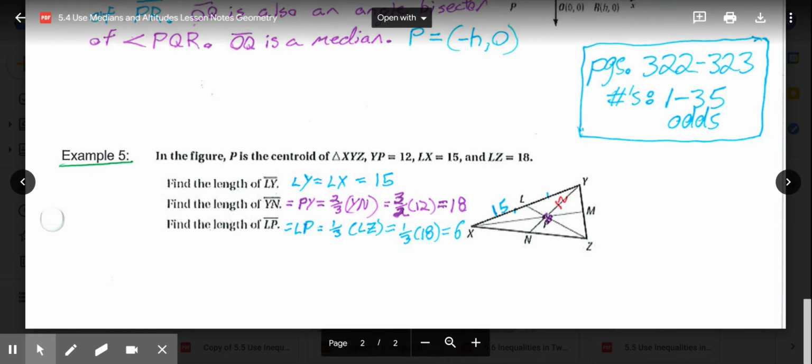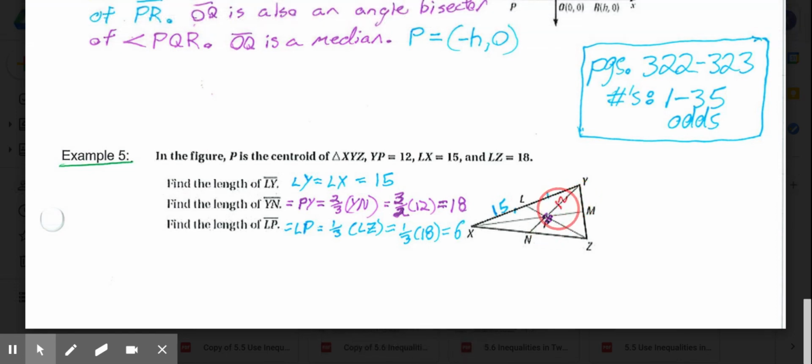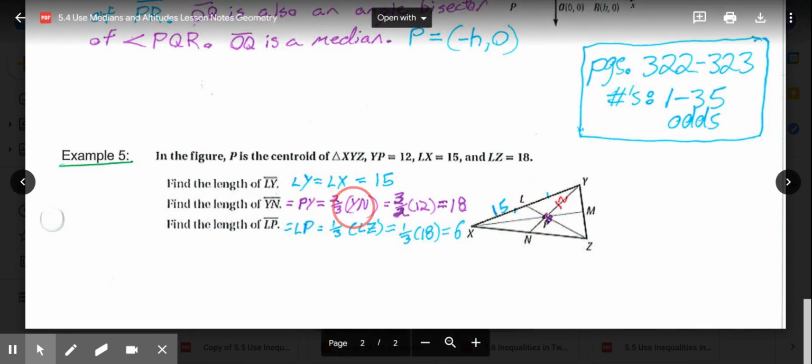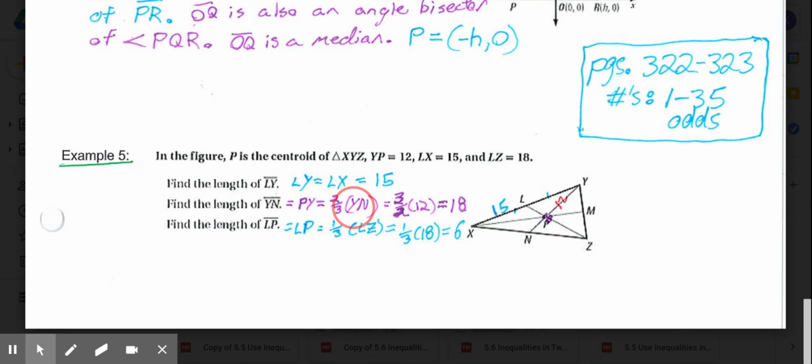What we know then is that PY is 2/3 of YN. So PY equals 2/3 times YN. Well, if we know that this piece here was 12, we would divide it by the 2/3, which is the same as multiplying by 3/2. So if 12 is 2/3 of the whole segment YN, 12 divided by 2/3 gives us 18. So YN is 18 units.